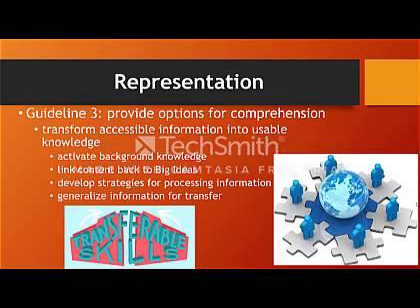The next guideline of representation is to provide options for comprehension. Teachers need to be able to transform accessible information into usable knowledge. They can do this by activating background knowledge, linking content back to big ideas, developing strategies for processing information, and generalizing information so it's easier to transfer. This aligns well with the push in education, specifically science education, towards building transferable skills over content memorization.